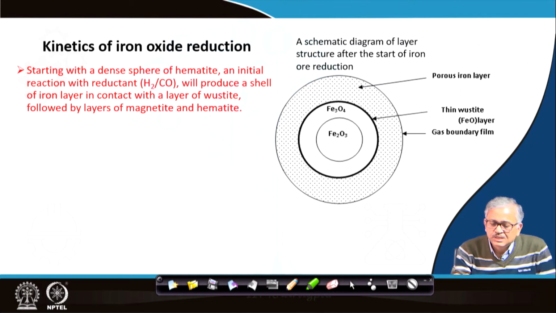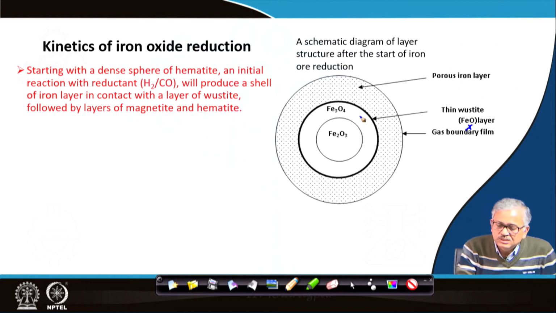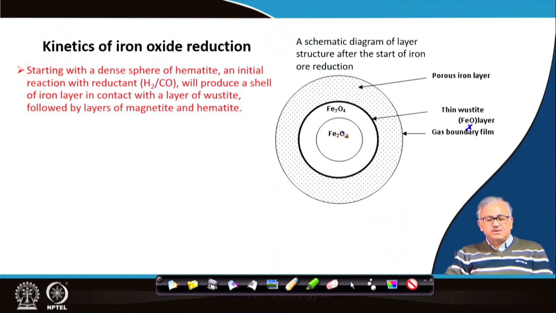What will happen basically, when the reductant gas reduces, a shell of iron will form, and at the interface there will be wüstite, the thin wüstite layer. Wüstite is usually written as FexO, better than FeO, because it is a non-stoichiometric compound, not perfectly FeO. So this is the wüstite layer. You have an iron product layer, and at the interface with the wüstite layer you have two more layers: the magnetite layer and the hematite layer. This forms after some time.